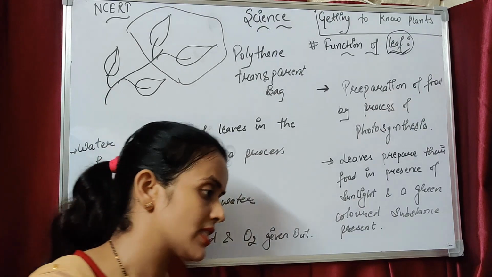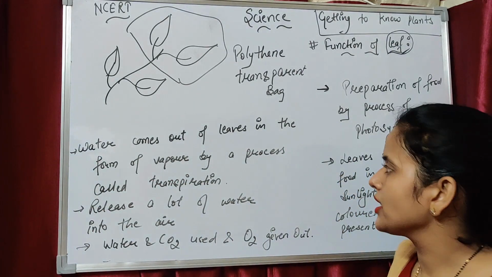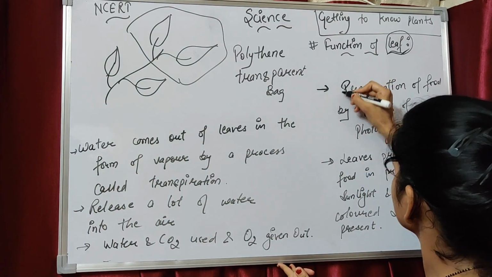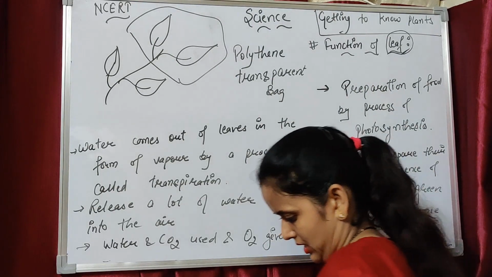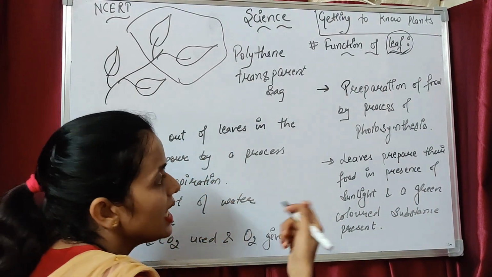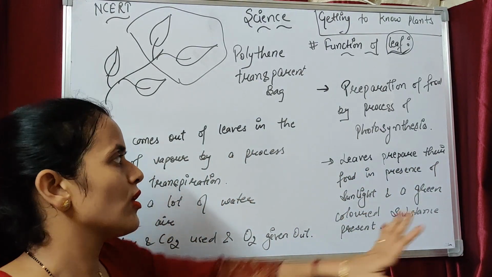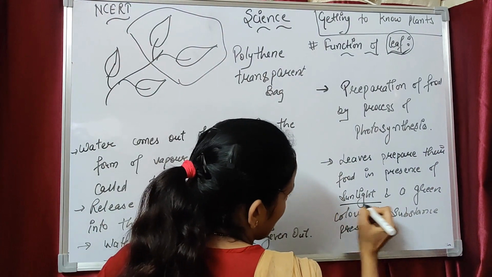What is photosynthesis, and what is the process of making food for a plant? All of this will be discussed in depth. So just focus here: preparation of food by the process of photosynthesis. Leaves prepare their food in the presence of sunlight. To carry out photosynthesis, leaves should have sunlight.